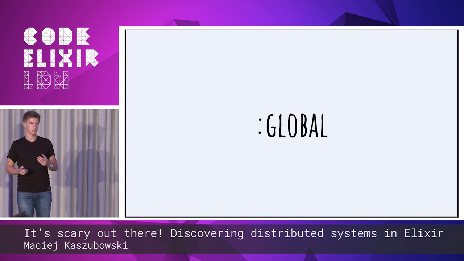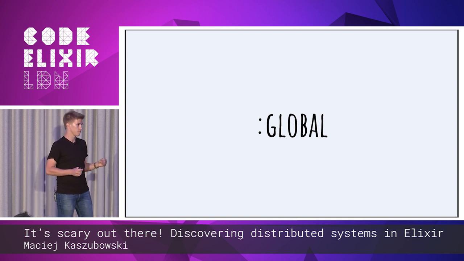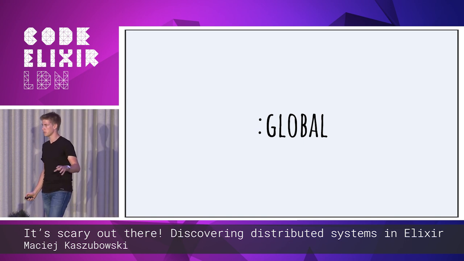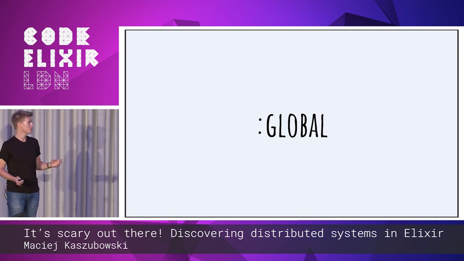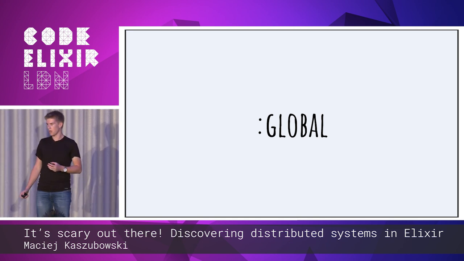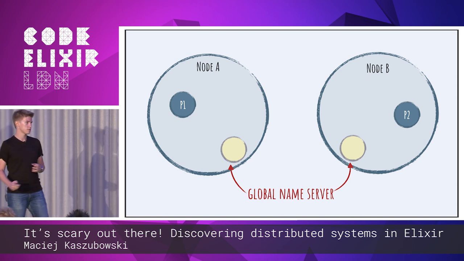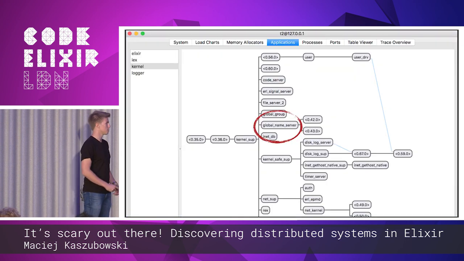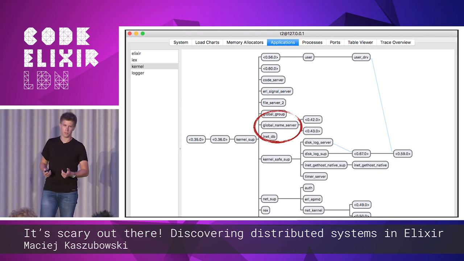Global allows you to register a process under any name, and it will be visible to all the nodes in the cluster. So you may have one global process that does something. You can register this process under a name and send messages to it using this name. And how it works is that when you start a node, there's a special process called the global name server. It is started under the kernel supervision tree, so it is always started for you automatically.